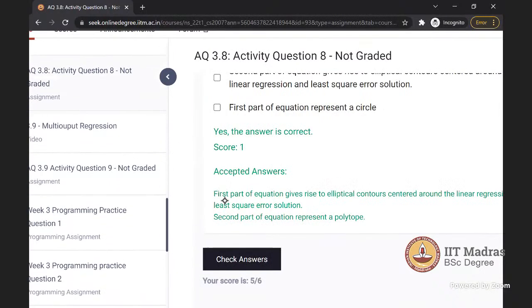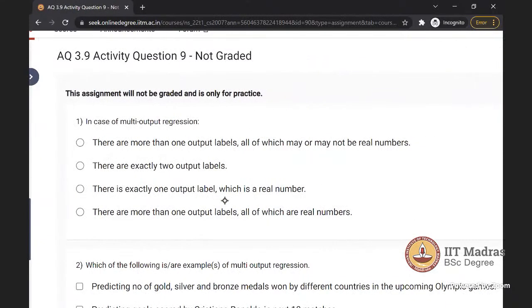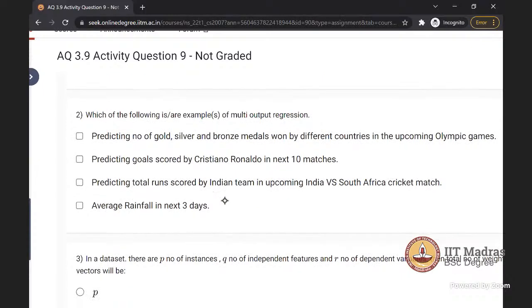All right, let's move on to next set of questions. In case of multi-output regression, there are more than one output labels, all of which may or may not be real numbers. There are exactly two output labels. There is exactly one output label, which is a real number. There are more than one output labels, all of which are real numbers. Okay. Yeah, last one. The first one is the right one. Last one. Last, not first. Are all real numbers. Yes, last one.